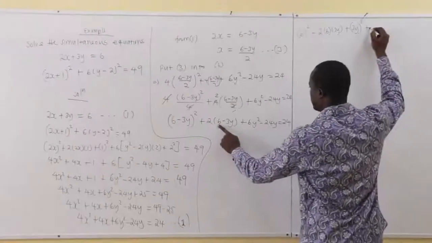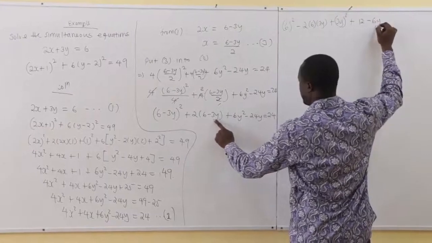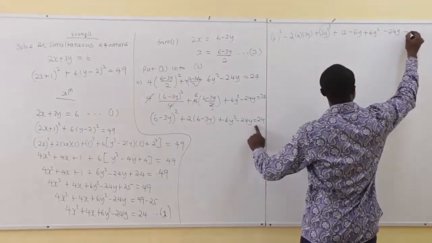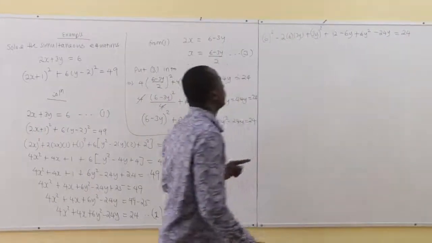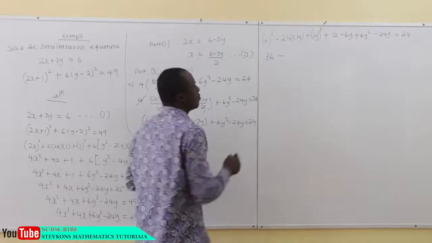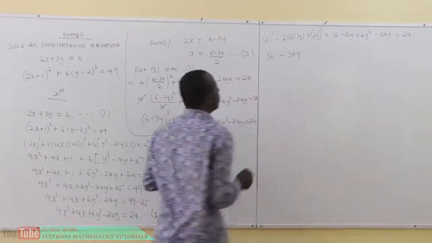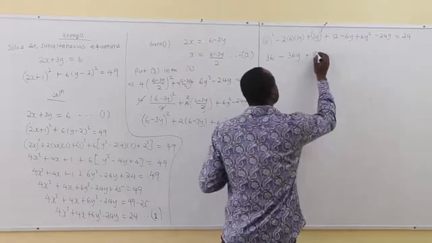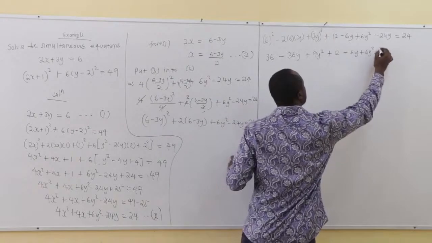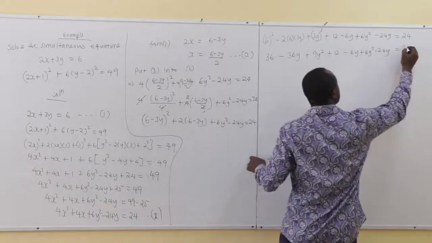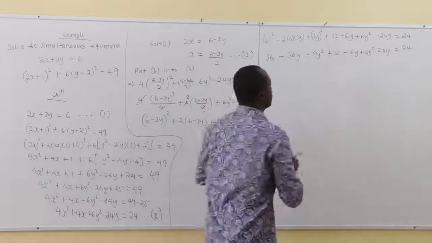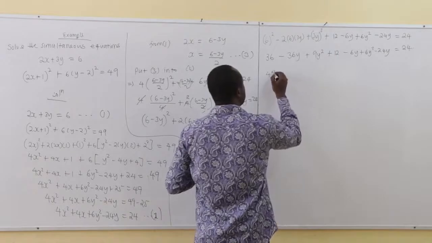Now expanding this, that will be 12 minus 6y plus 6y squared minus 24y equal to 24. Now this is giving us 36y, then plus 9y squared plus 12 minus 6y, 6y squared minus 24y equal to 24. Now let's see, 36 plus 12, and this is giving us 48.